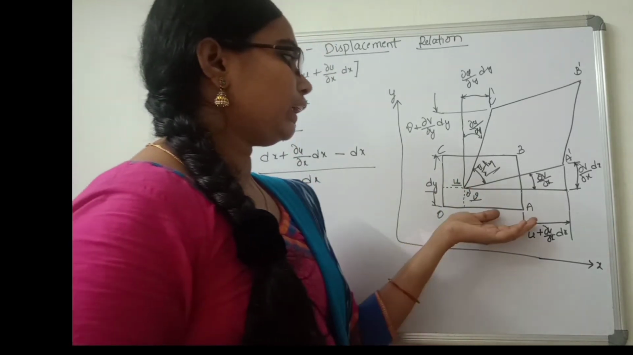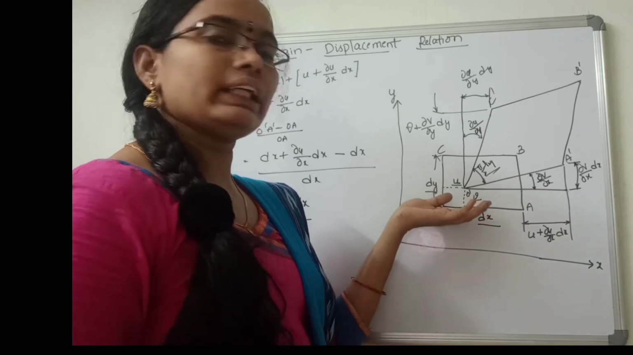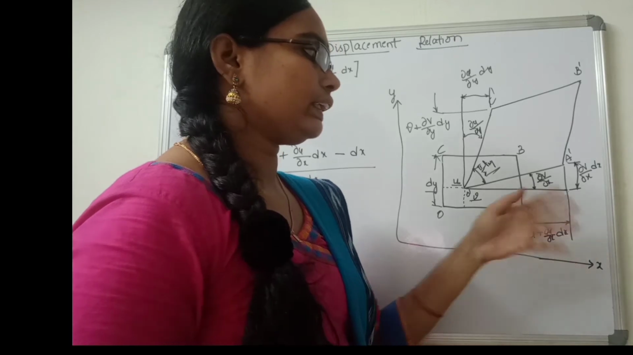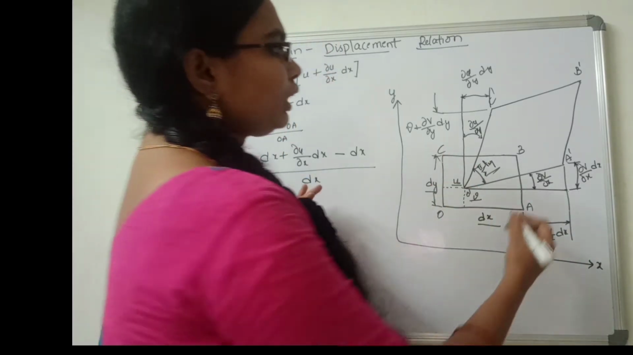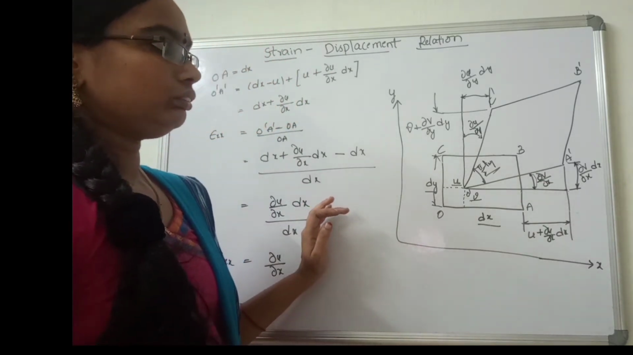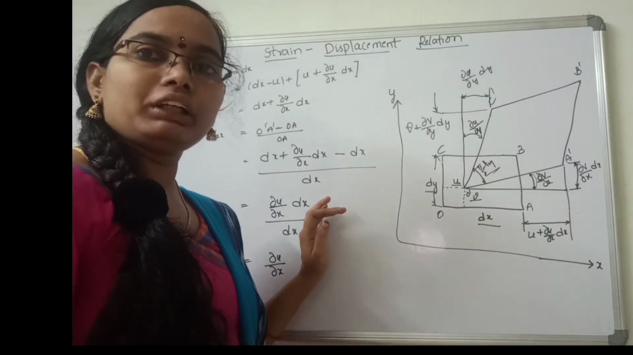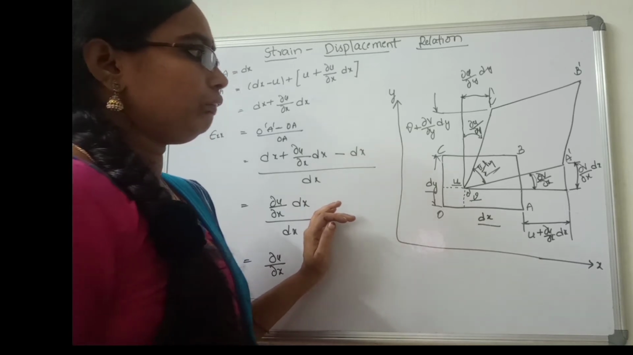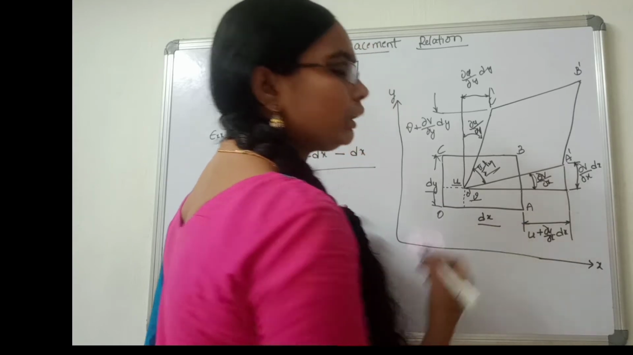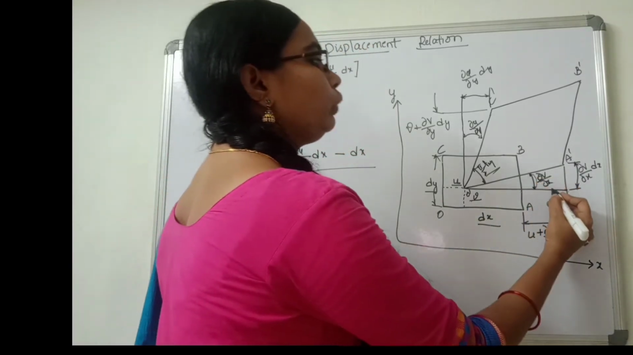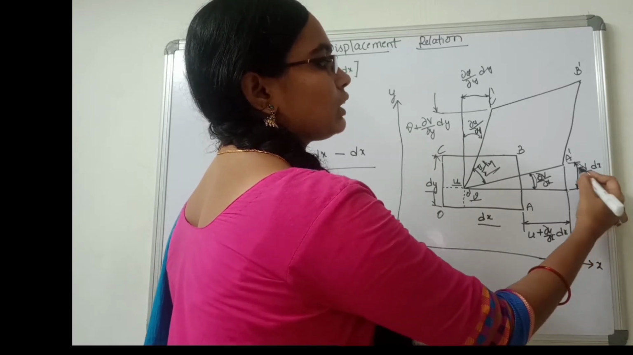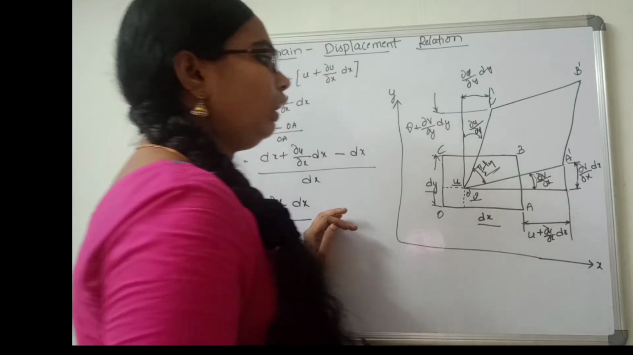Actually OA is nothing but the original length, that is dx. The change in length is u plus dou u by dou x dx, and this is the slope theta. Slope is nothing but vertical variation to horizontal variation. So the vertical variation is v, the horizontal distance is dx, so the slope is dou v by dou x, and the corresponding vertical length is dou v by dou x dx.